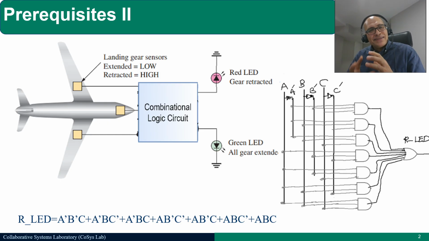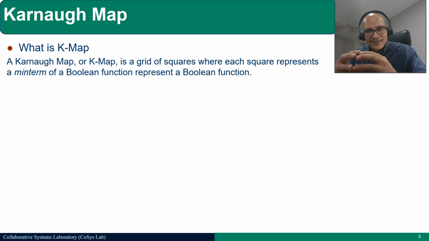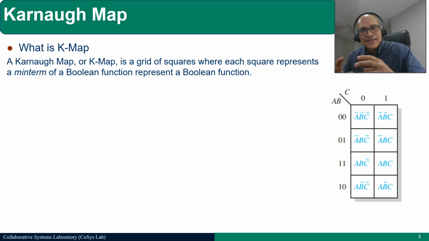A Karnaugh Map provides a systematic way to simplify Boolean expressions in the form of minterms, like what you can see in this example. Let's see how that works. The Karnaugh map was invented in 1953 by Maurice Karnaugh, an American computer scientist. The Karnaugh map is a grid of squares, or a matrix of squares together, and each square represents a minterm, as you can see in this picture.